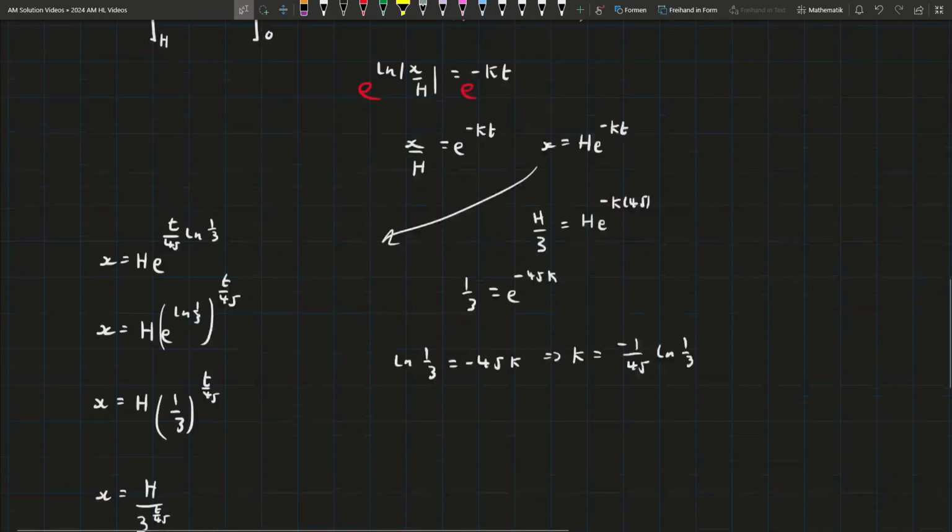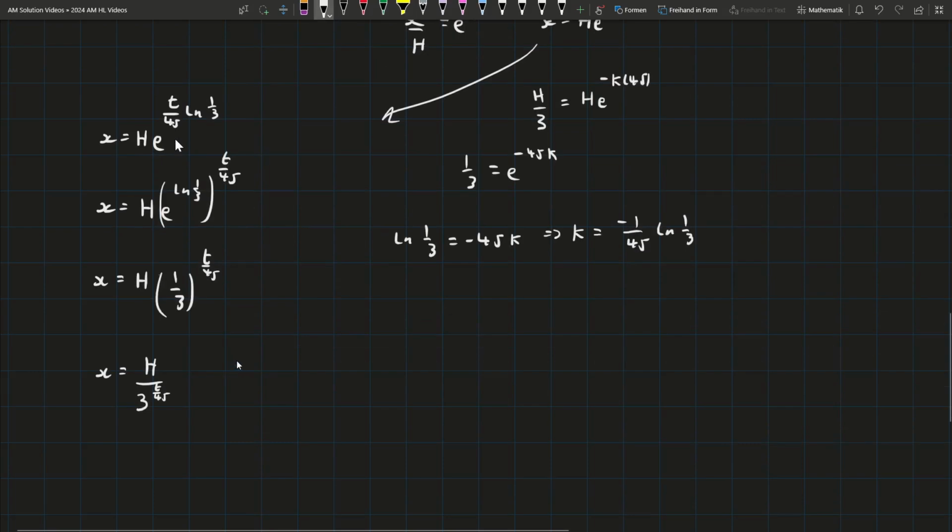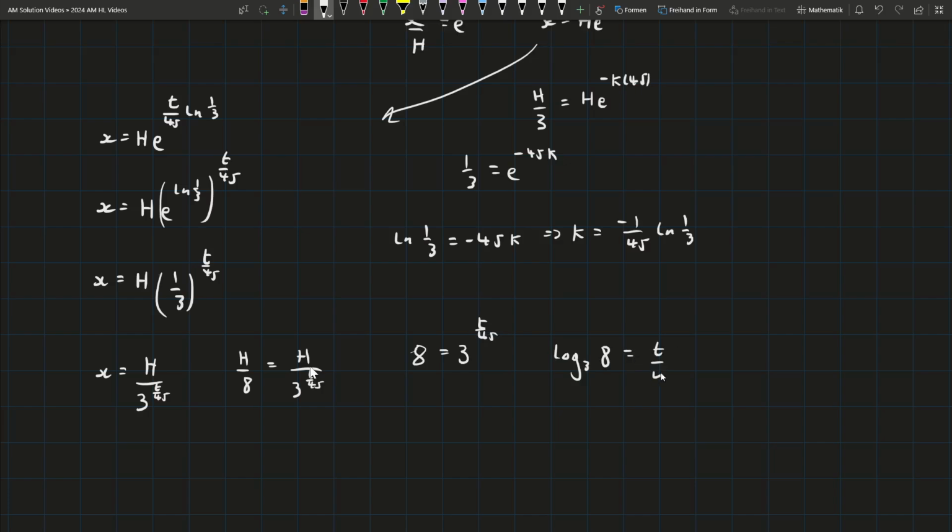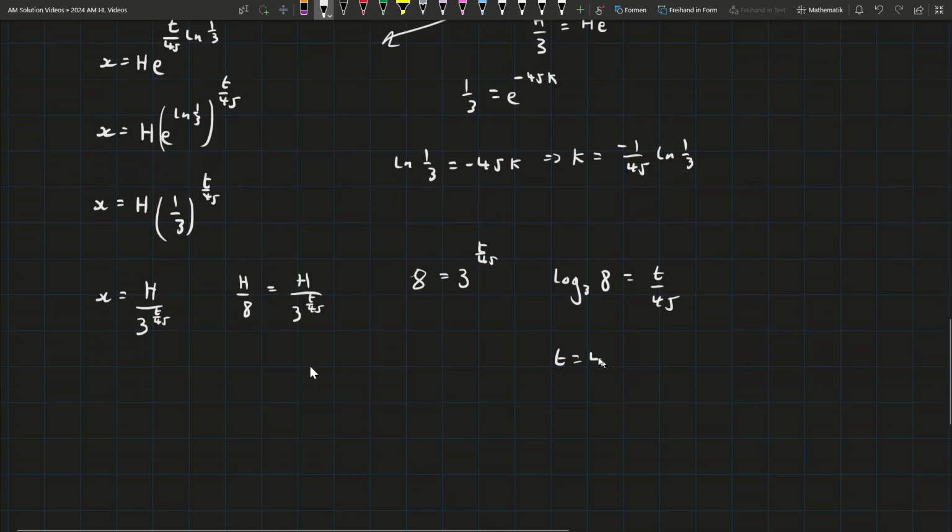What's t when x is h over 8? Well, let's have a look. So x is h over 8 equals h over 3 to the t over 45. Or not e, why did I write e? 3 to the t over 45. Which means that the h's will cancel. Look at that, 8 equals 3 to the t over 45. Log base 3 on both sides. We get log base 3 of 8 equals t over 45, such that t will be 45 times log base 3 of 8, which is equal to, and we get that t is about 85.18 seconds, and that's our answer.